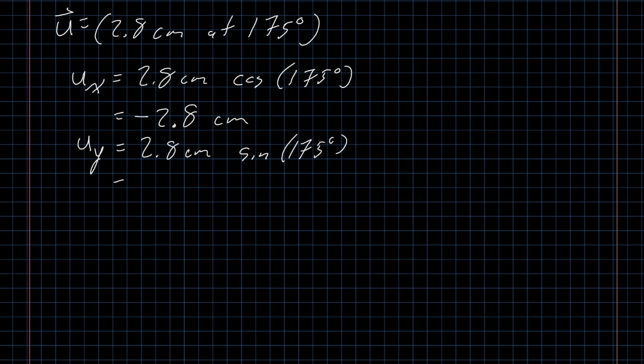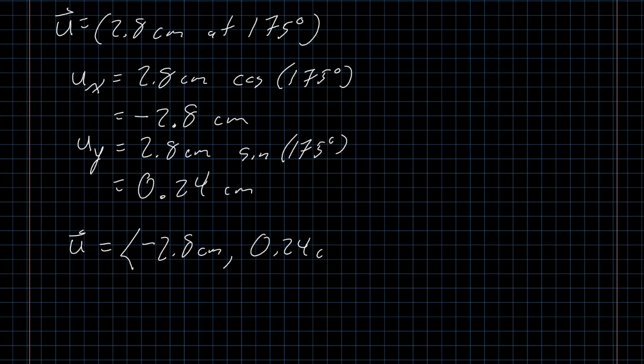But we can figure out uy by taking 2.8 times the sine of 175. My calculator tells me that that's 0.24 centimeters. So vector u in components is negative 2.8, 0.24.